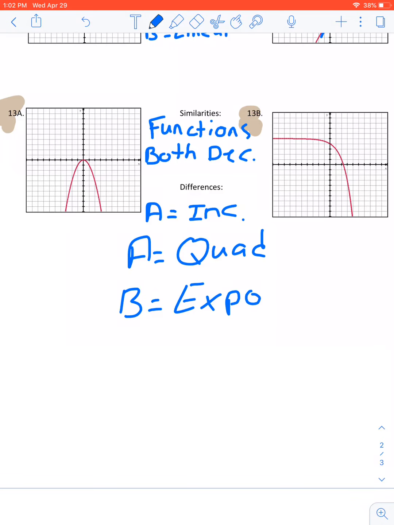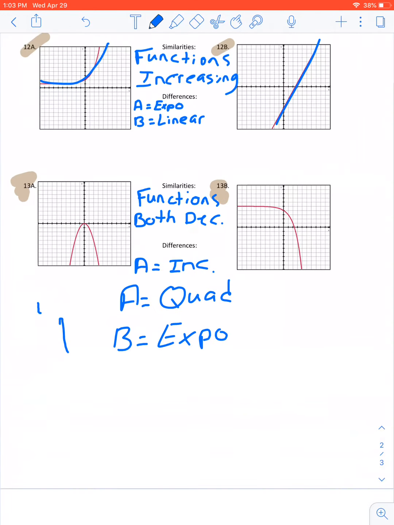They're both functions, they're both decreasing at parts. Differences would be that A increases as well as decreases, and that A is a quadratic and B is an exponential. So on the homework tonight, you have one problem and the same thing on the assessment. All I'm going to have you do is make sure you have one or two similarities and one or two differences, and then submit that.